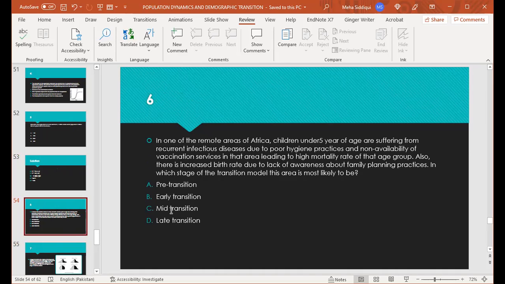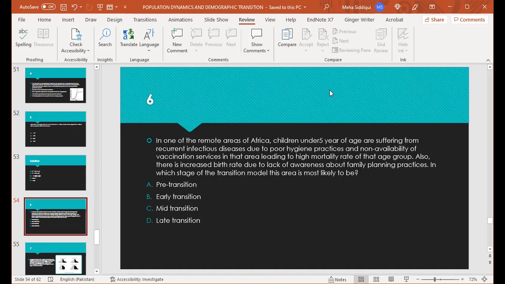MCQ number 6. In one of the remote areas of Africa, children under 5 years of age are suffering from recurrent infectious diseases due to poor hygiene practices and non-availability of vaccination services in that area, leading to a high mortality rate in that age group. Also, there is an increased birth rate due to lack of awareness about family planning practices. In which stage of the transition model is this area most likely to be? Pre-transition, early transition, mid-transition, or late transition?